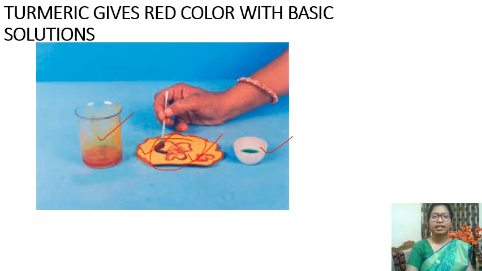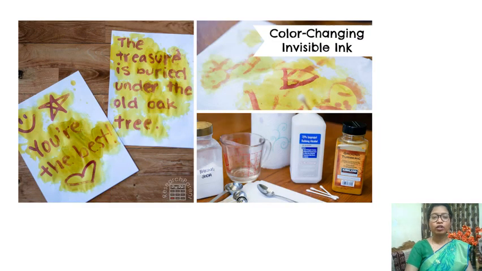So turmeric gives red color with the basic solution. What is the basic solution over here? This is detergent solution, or you can take soap solution also. Now you can see you have got the result like this. It appears red in color, and if you take lemon solution and apply it on the piece of paper, the letters become invisible. So this is called color changing invisible ink.